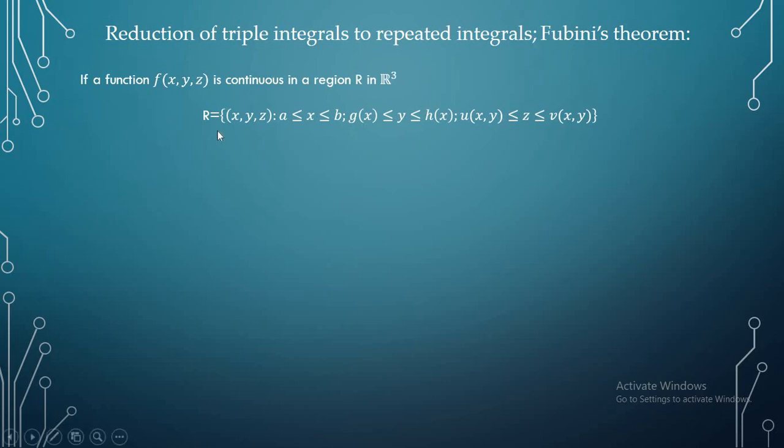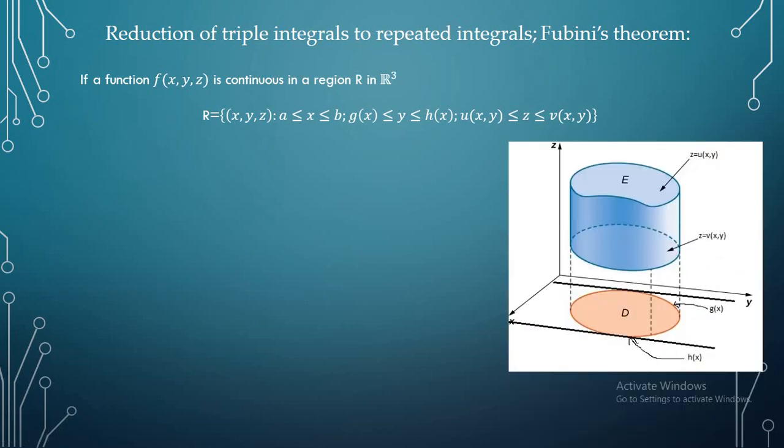Suppose this is our region R: (x,y,z) such that a ≤ x ≤ b, g(x) ≤ y ≤ h(x), and u(x,y) ≤ z ≤ v(x,y). So consider a region like this. It may look somewhat like this. So this is our x-axis, this is the y-axis, this is the z-axis. This is our region, R. Sorry, you have denoted this by E, but it is R in our context.